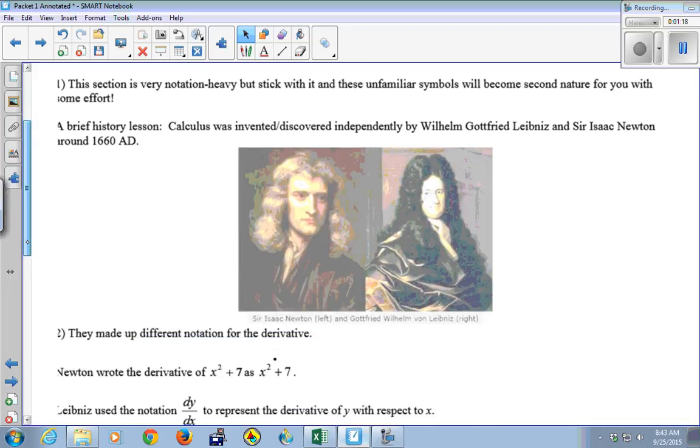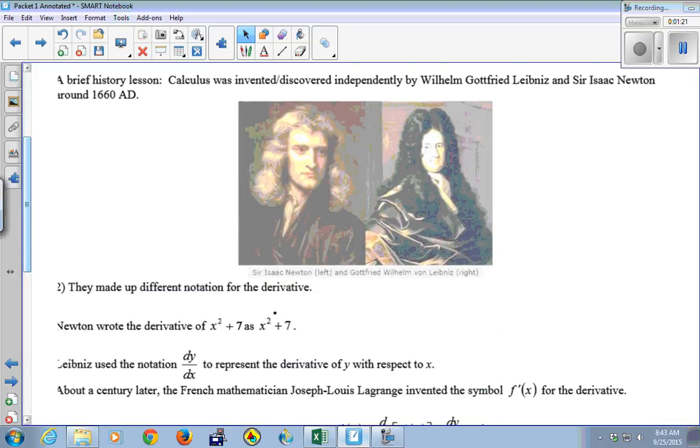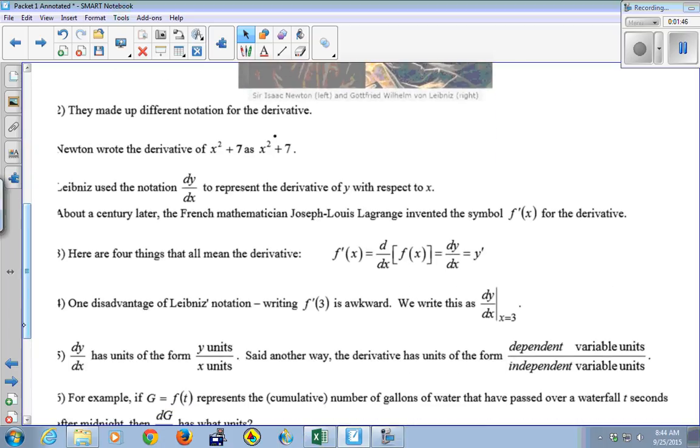Okay. So a little bit of history about calculus. It was invented or discovered, however you want to think of it, independently at the same time by 2 different people, Leibniz and Newton, around 1660. So they invented or discovered this concept of calculus, but they had different notations to express the concepts that they were working with. So Newton wrote the derivative of x squared plus 7 by writing x squared plus 7 with a dot over it.